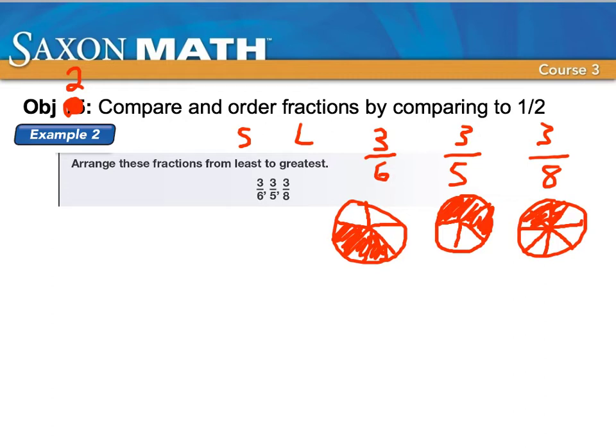Now from our pictures we should be able to tell which one's the smallest. The smallest is 3/8. That's the least amount of pizza I got there. So I'm going to go over here and write 3/8 as my smallest one.